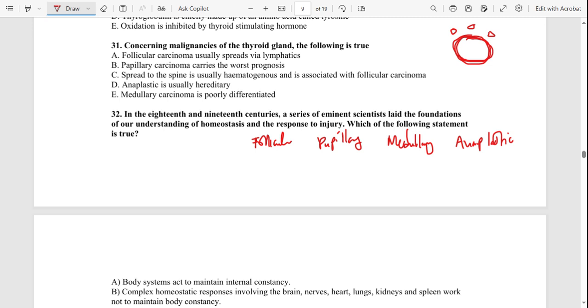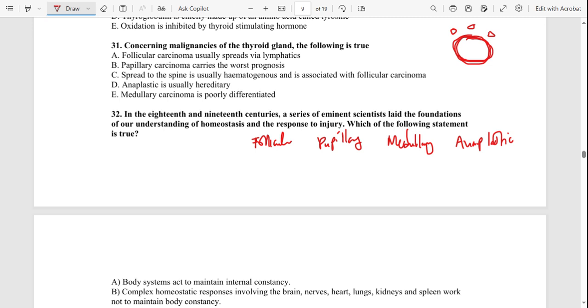And then the one that carries the poorest differentiation is the anaplastic, which is also rare. So it is undifferentiated. And when you look at the rate of growth, the same one that is undifferentiated is the one that grows very fast. And then the commonest, which is the papillary, is the one that grows very slowly.